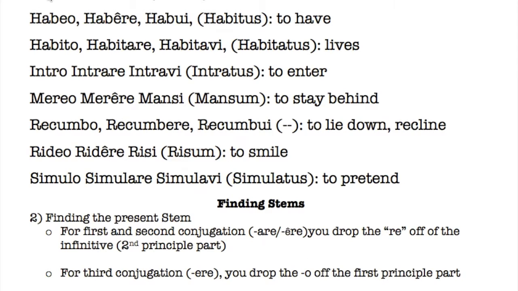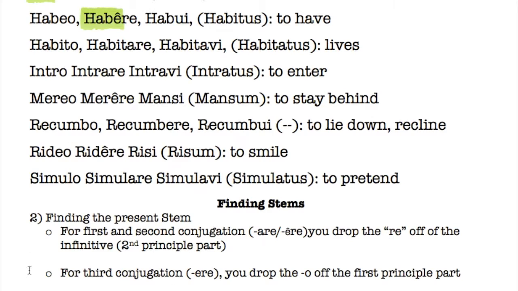Okay, let's look at fingo, fingere, finxi. If I look here, I can see that this is a third conjugation word. I see it because it has an ERE. So for third conjugation, what I'm going to do is drop the O off the first principal part, and so my stem is just fing. Okay, for habeo, habere, habui, that one's second conjugation. See, it's got an ERE in the infinitive. So I'm going to drop off that RE. And what I'm left with is just habe.